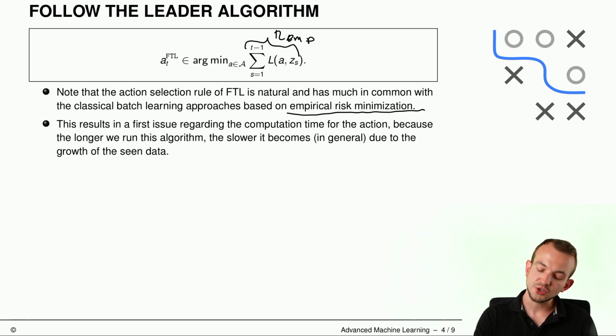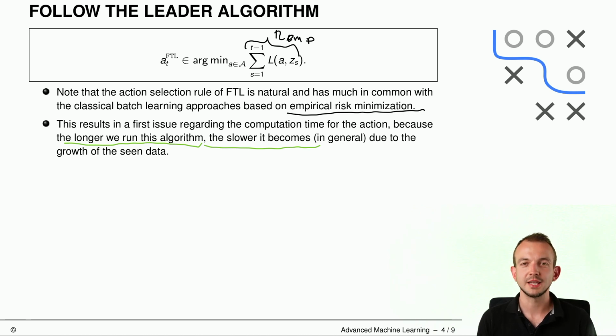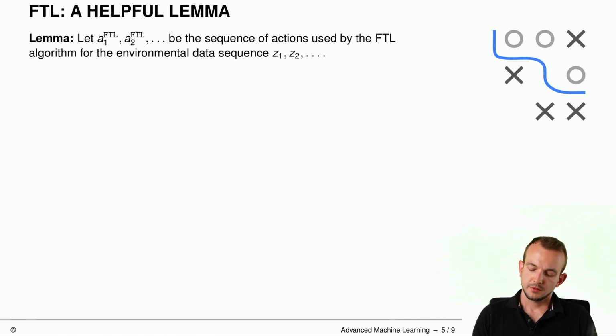So we see in general this rule is problematic, because the longer we run this algorithm, the slower it will be, since this cumulative loss, keeping track of it, is growing over the time. Of course, in our example we saw before with the 3 actions, this was no problem. Only 3 actions, we can keep track of that. But if you have infinitely many actions, this will be problematic.